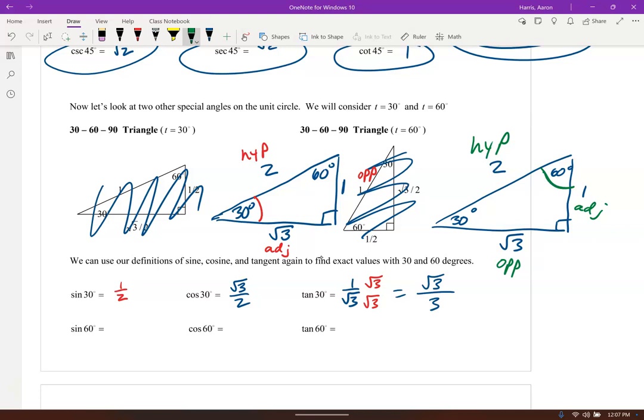So let's do sine of 60 degrees. Sine is opposite over hypotenuse. So sine of 60 degrees would be root 3 over 2. Cosine of 60 degrees would be adjacent over hypotenuse. So 1/2. Tangent of 60 degrees would be opposite over adjacent. So root 3 over 1.